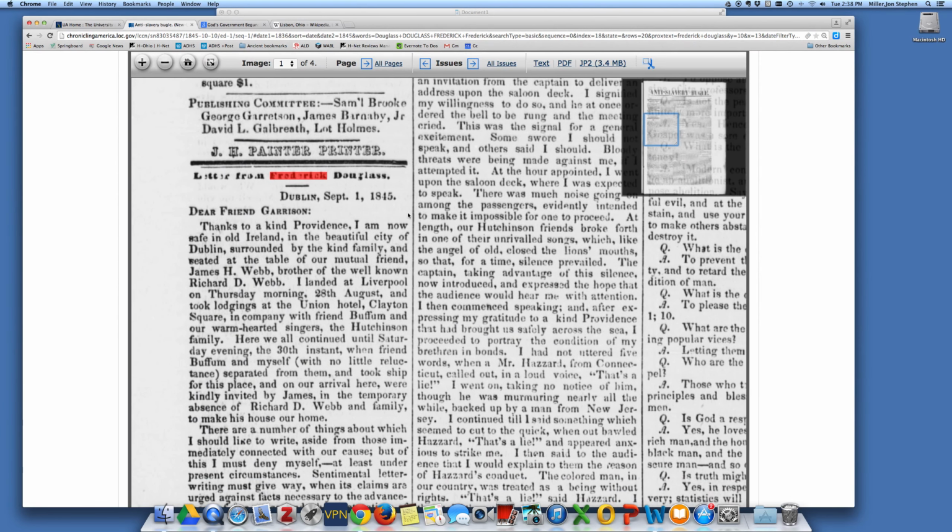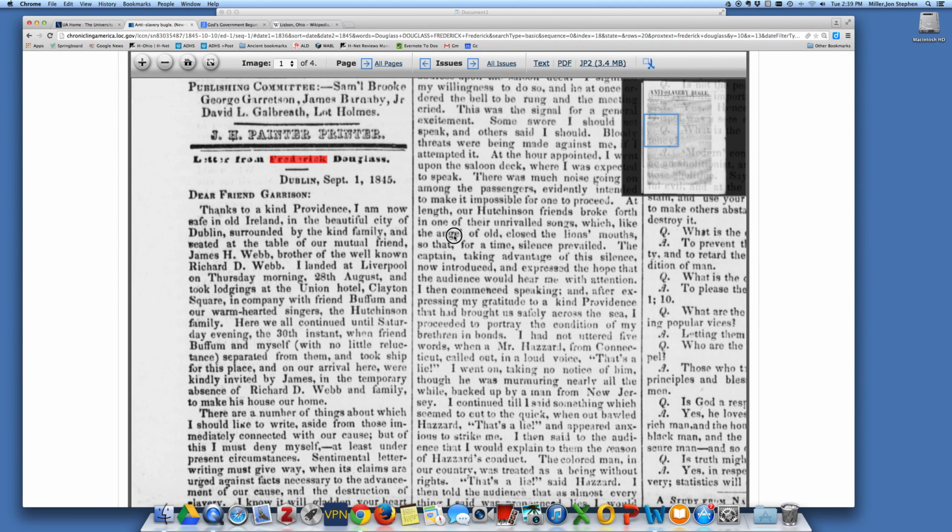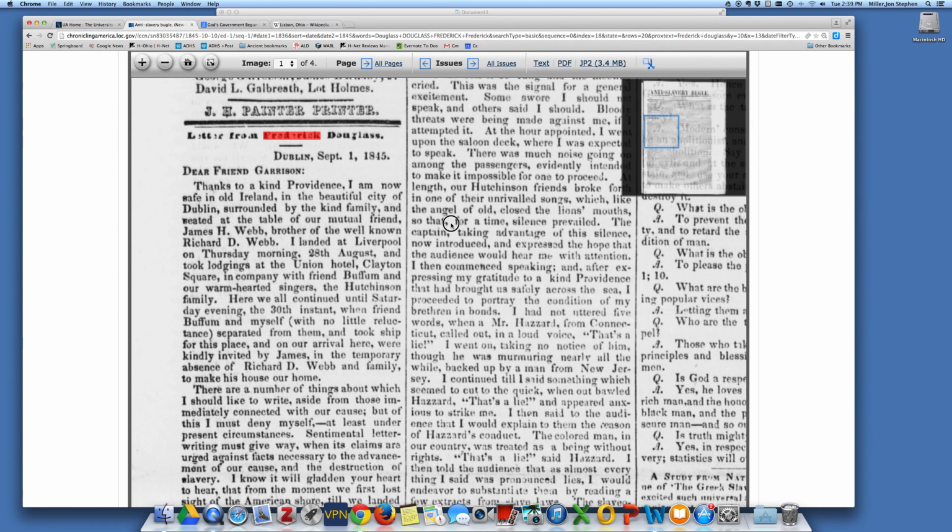Thanks to a kind providence, I am now safe in old Ireland, in the beautiful city of Dublin, surrounded by the kind family and seated at the table of our mutual friend, James H. Webb, brother of the well-known Richard D. Webb. Are these Webbs in the index of his biography? Yeah, Richard Webb, page 410.